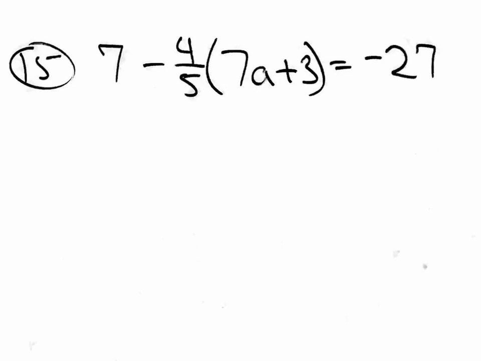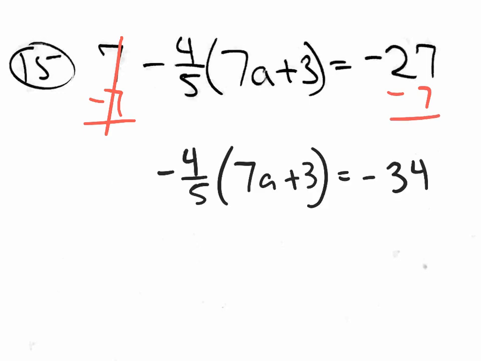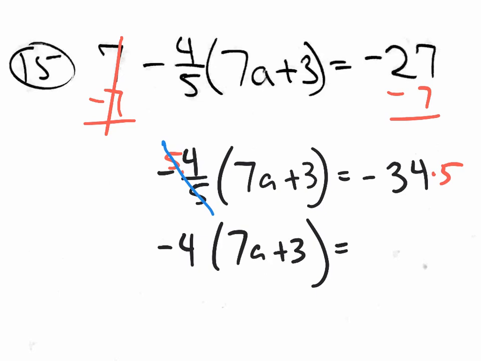And again, before getting rid of the fraction, you could easily get rid of the 7 first. Make it a little easier for you by subtracting 7. Subtracting 7. And you get that new equation right there. And now you can multiply both sides by 5. This times 5 and this times 5. Your 5's cancel. You're going to have a negative 4 on the outside of the parentheses. 7a plus 3 equals, on the calculator, negative 170.